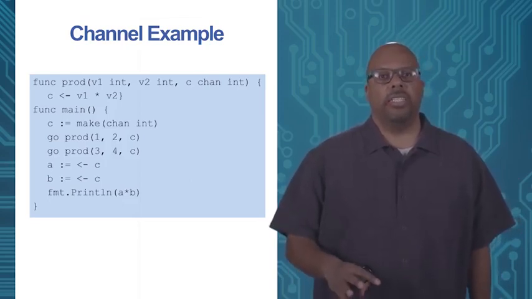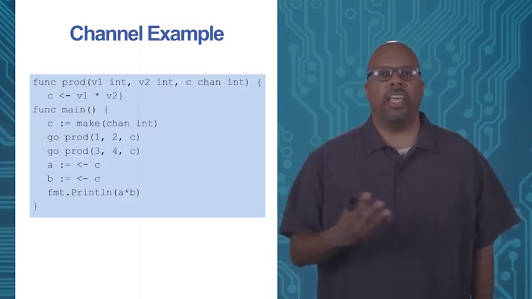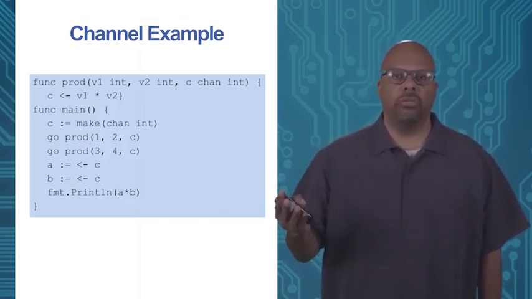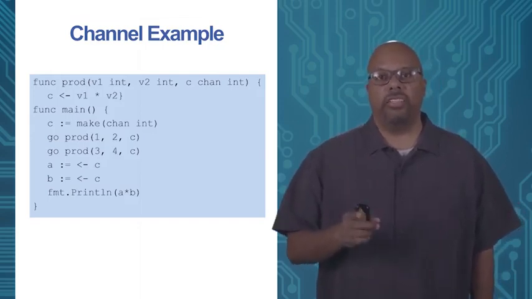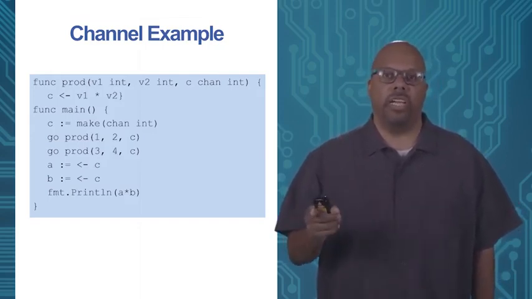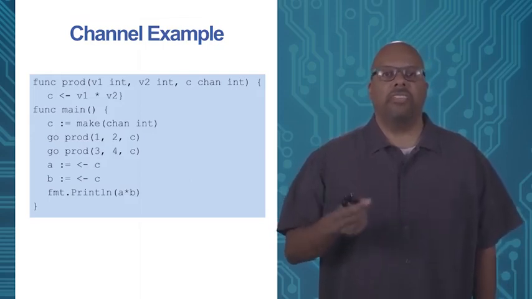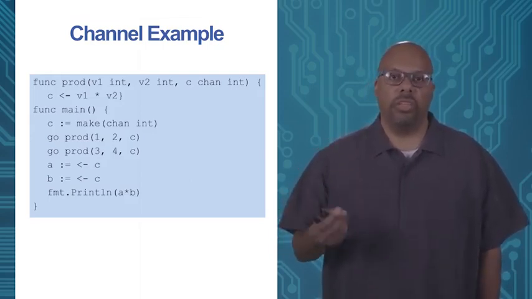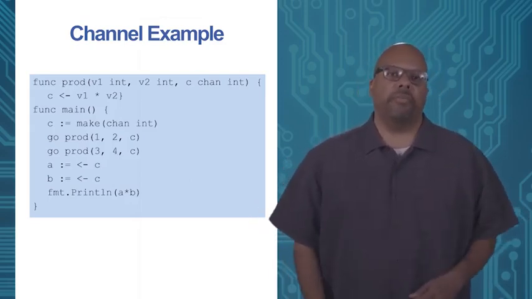So let's start with the function prod, for product. Basically that just takes 2 integers, v1, v2, and it computes their product. Now the third thing that it takes is the channel that we want to communicate on. So it takes that as an argument, and then what it does is it computes v1 times v2, the product, and then sends it onto the channel.